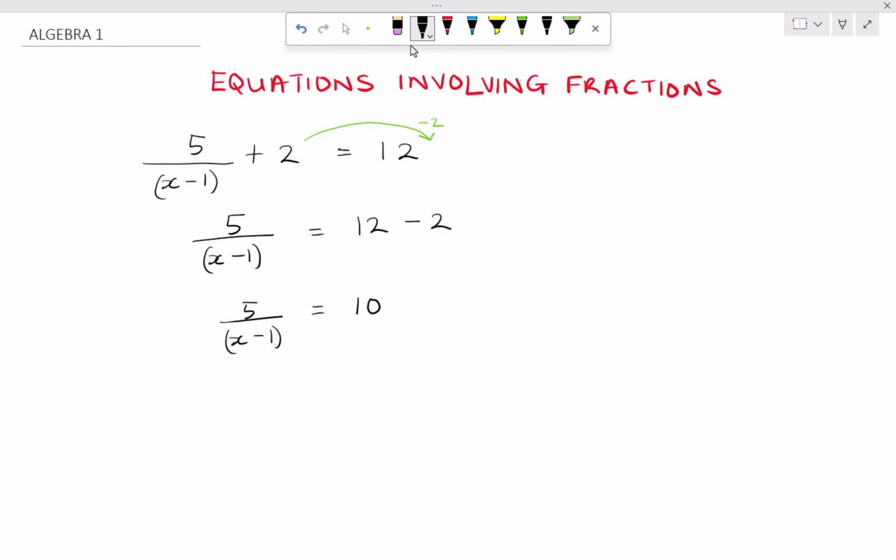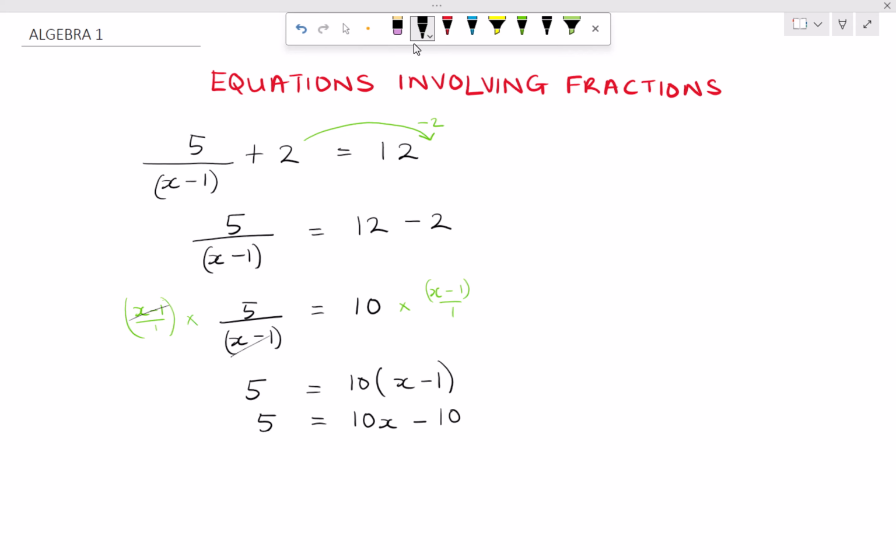And when we multiply by x minus 1 on both sides, we have x minus 1, right? We multiply this side also by x minus 1. That gives us 5 on the left side because this is going to cancel out with this. And on the right side, we remain with 10(x minus 1). And we're going to expand this. We have 10x minus 10.